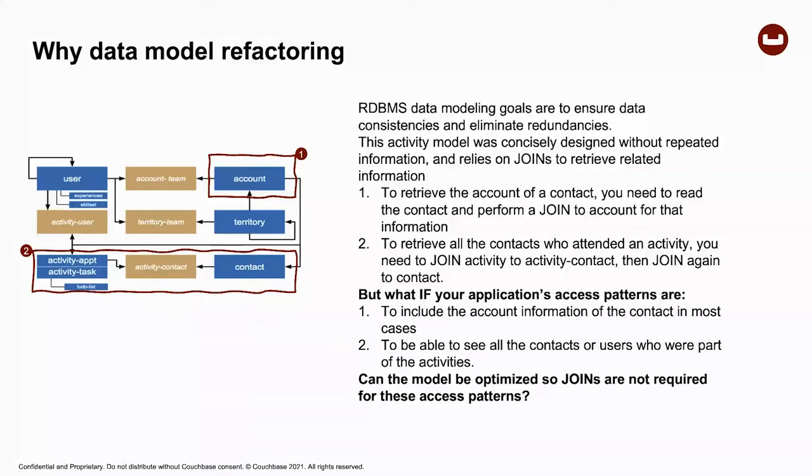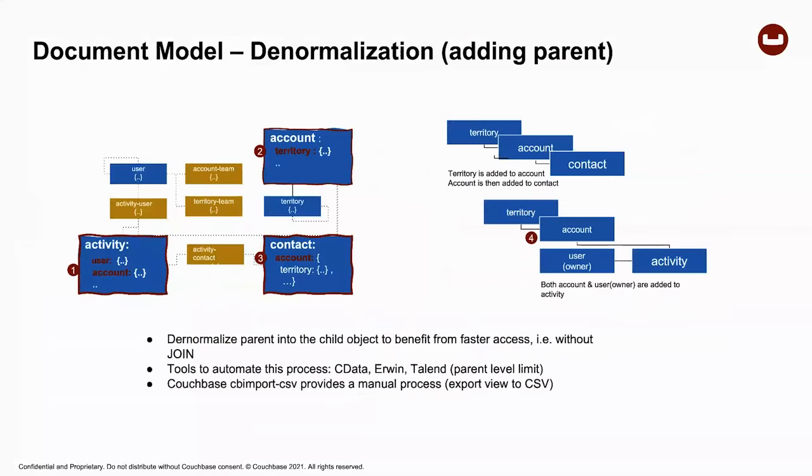But that is where the document model in Couchbase JSON database comes in. Not only does the Couchbase document model allow you to capture these 2 types of optimization neatly, it also supports relational join, so you can get the best of both worlds. So the first part of the data model refactoring is the denormalization of the parent detail into the child object. In this case, we have added 1, the owner, user, and the account into the activity as a JSON object. Notice the curly bracket.